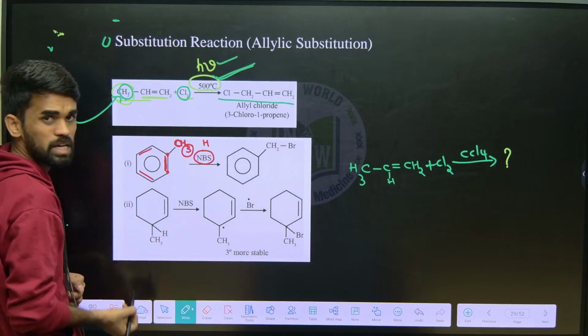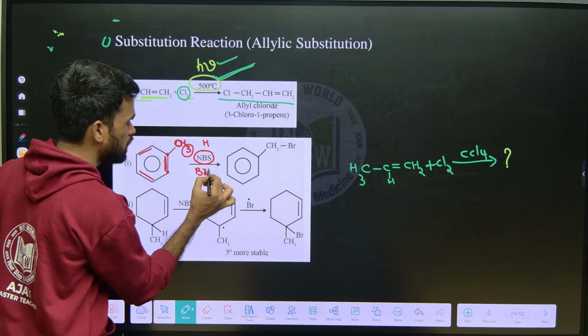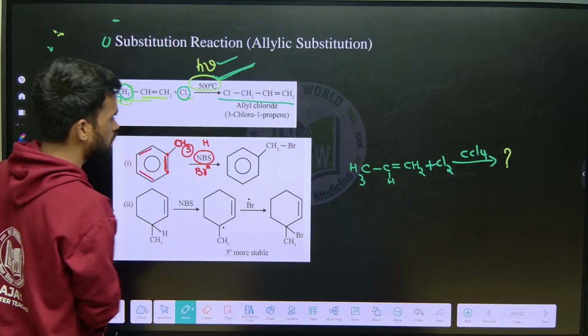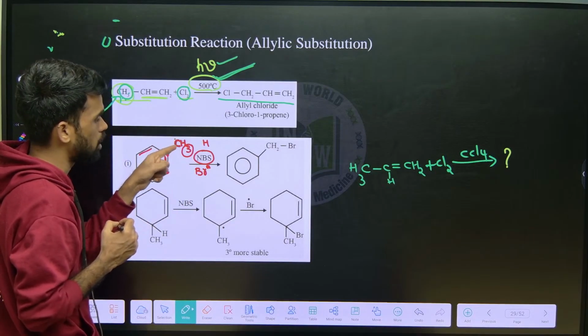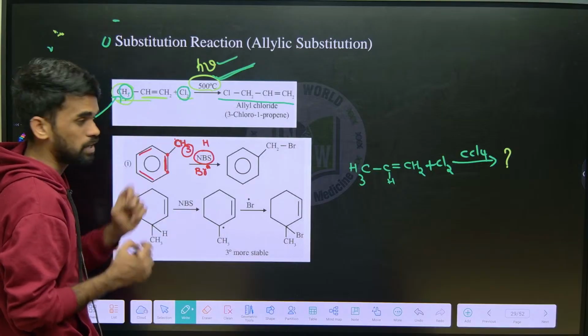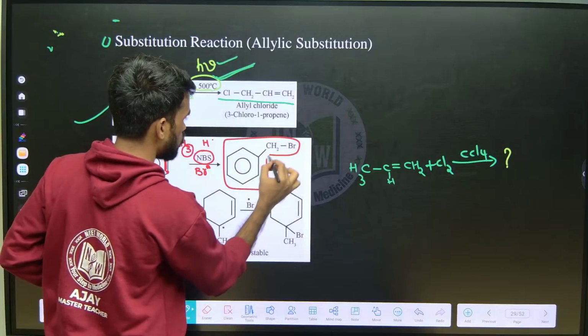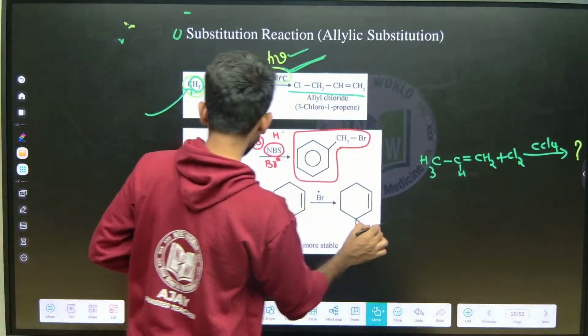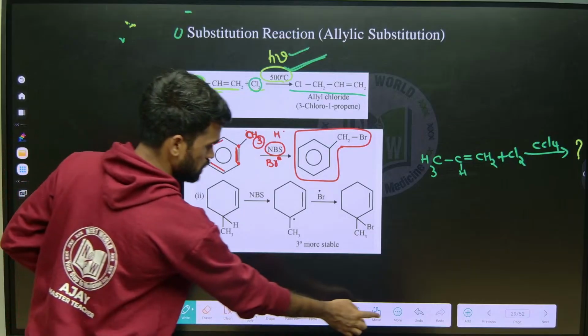What is NBS? N-bromosuccinimide. It is a brominating agent. It means it provides bromine radical. That radical will be substituted on this carbon by removing a hydrogen radical, so that you will get a benzyl radical. Okay, now the same reaction also takes place in another manner.